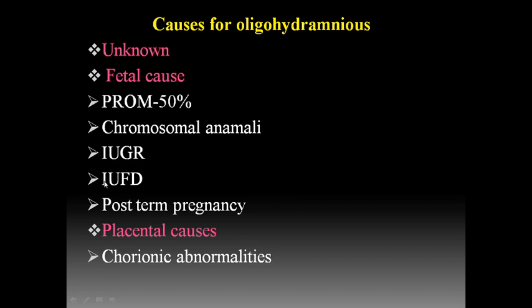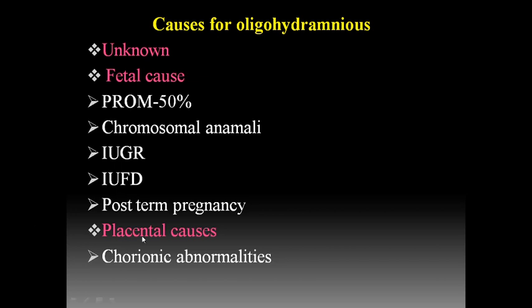Next, IUFD, intrauterine fetal death. Due to intrauterine growth retardation as well as intrauterine fetal death. Intrauterine means inside the uterus, where fetal growth retardation takes place. At the same time, inside the uterus, fetal death can occur. Due to these two reasons, the mother may go for oligohydramnios. Next is postpartum pregnancy. These are the fetal causes.